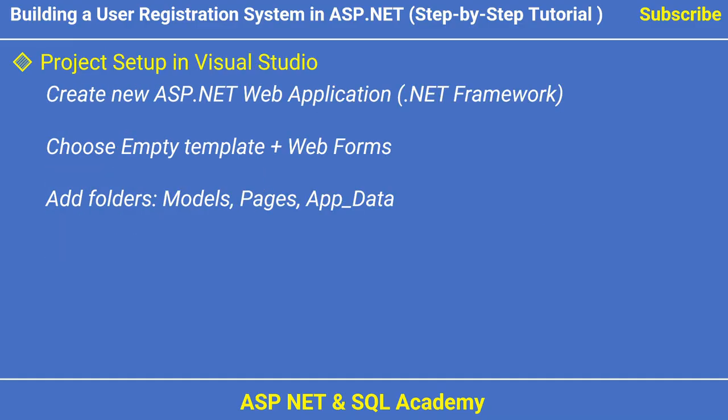First, create a new ASP.NET web application in Visual Studio. Choose the empty template and add web forms support. We will organize code with folders for models, pages, and database.